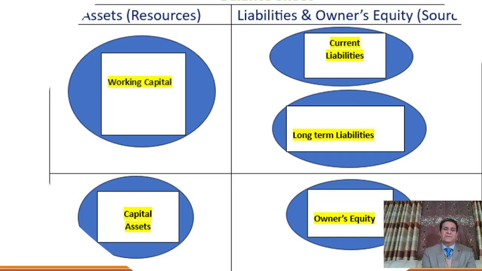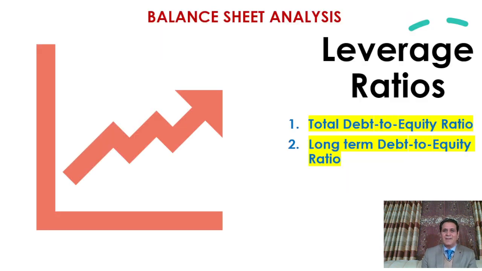Look at the balance sheet. We have five big components of the balance sheet. Current assets, which is called working capital, and capital assets, which is also called fixed assets. And on the other side, the right side of the balance sheet, we have current liabilities, long-term liabilities, and owner equity. Students should note that there are five big components of the balance sheet. And the first one is the leverage ratio.